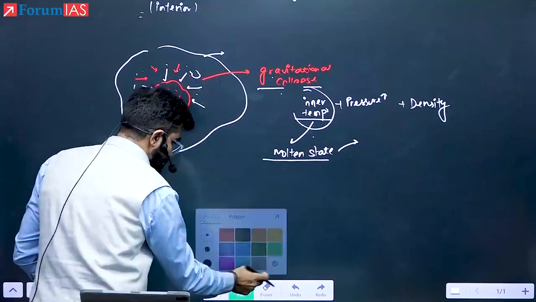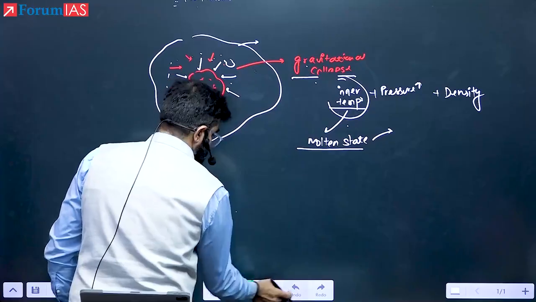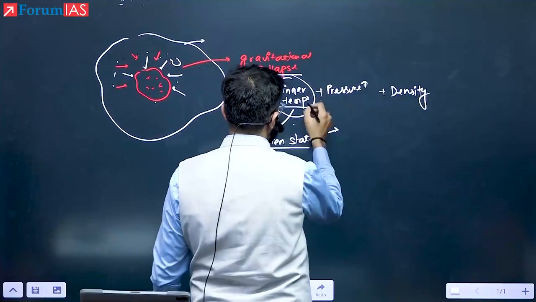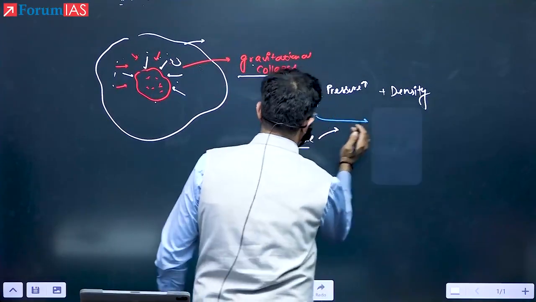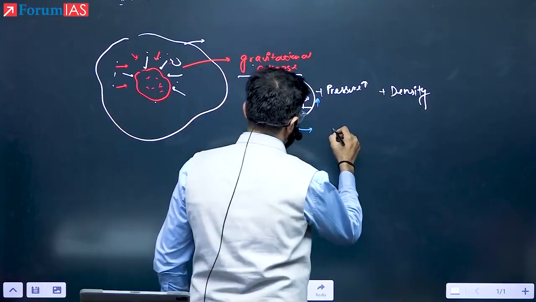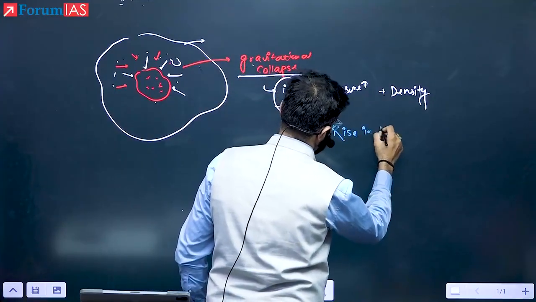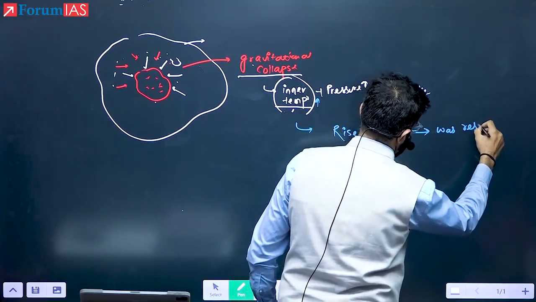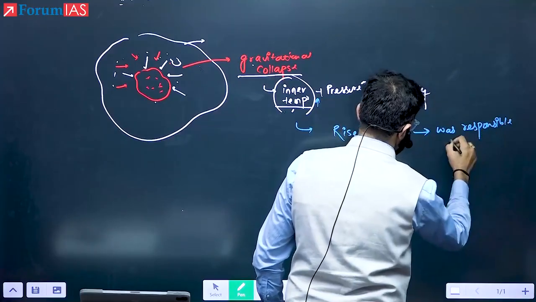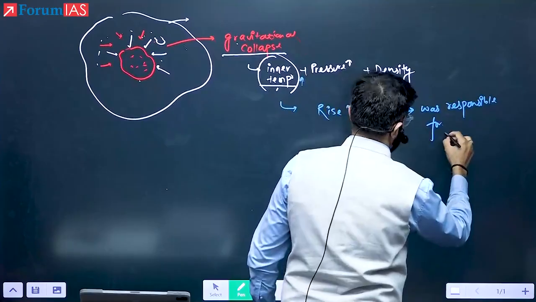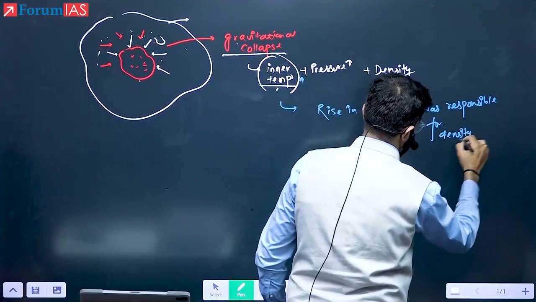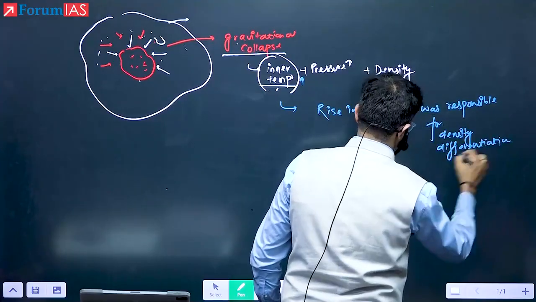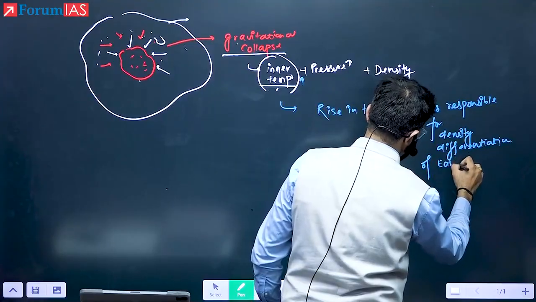So please write down with me. Gravitational collapse resulted in rise in temperature. Rise in temperature was responsible for density differentiation of Earth's interior.